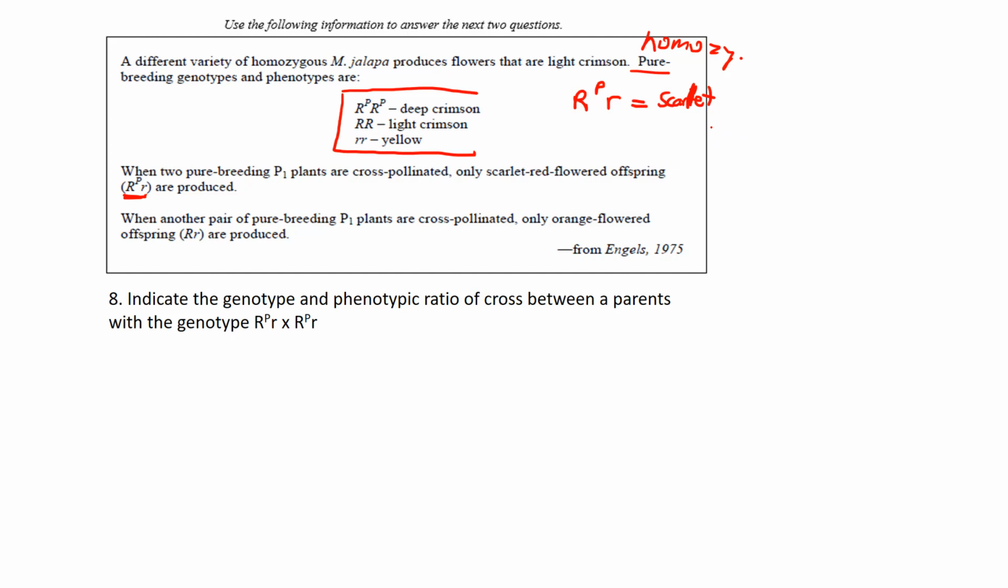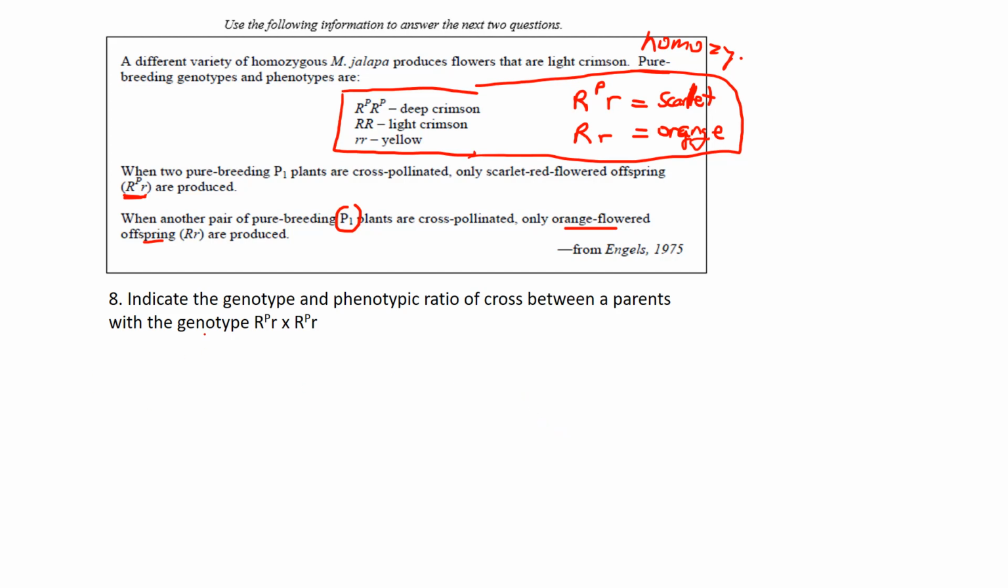So scarlet red. And it says when another pair of pure breeding P1 plants are cross-pollinated, again, this P1 just means first generation parents, only orange flowers of offspring are produced. So we got another kind of blending going on. If I have a capital R with an R, that's going to give me an orange color. So we have some more legend that we can fill out just by taking a look at those types of crosses.